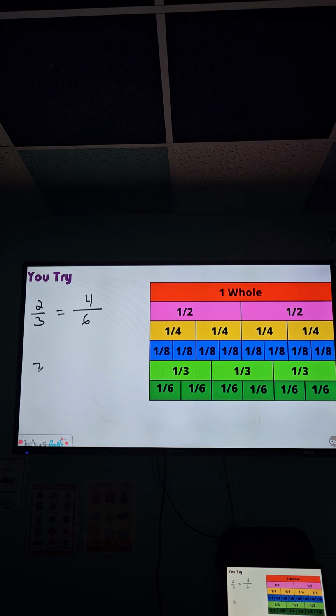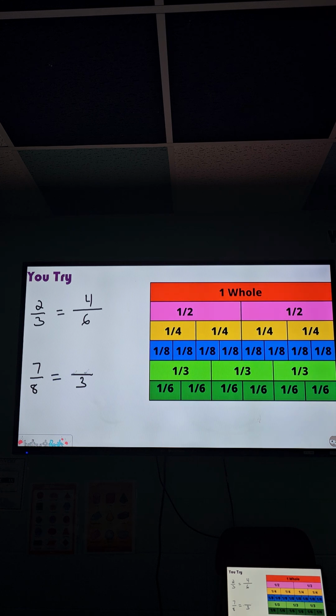What I want to know is, can you build a fraction that is equivalent to 7/8, right? So 7 of my 1/8, right? Using your unit fraction 1/3. So can you take your 1/3 and make it equivalent to 7/8? Go ahead and pause the video, try it out, and then push play to check your work.